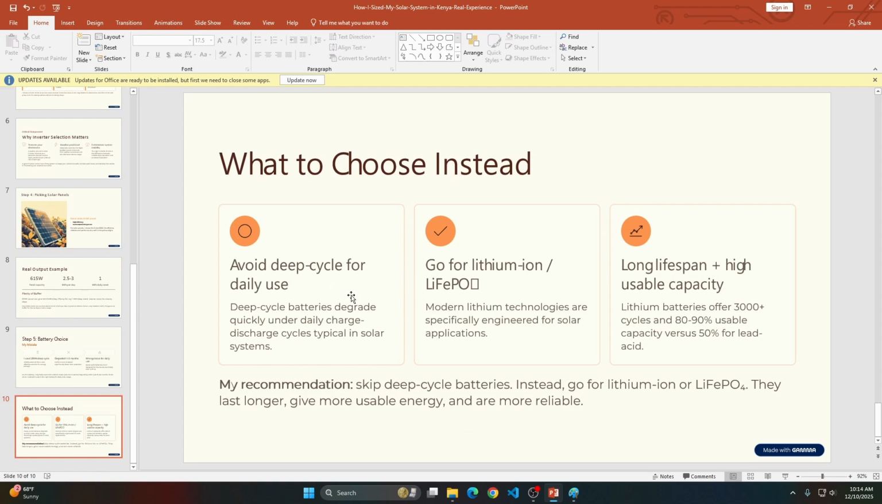Yes, and finally, my full lesson here: skip deep cycle batteries, go for lithium ion, LiFePO4. They last longer, give more usable energy, and are more reliable. Modern lithium batteries can even show you the percentage, but this one doesn't show you the percentage. So there's so much advantage to using lithium ion batteries.